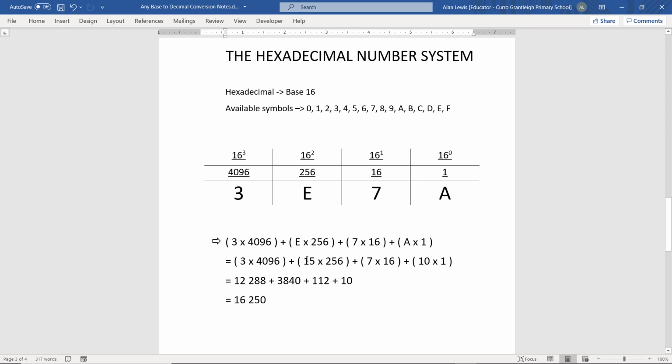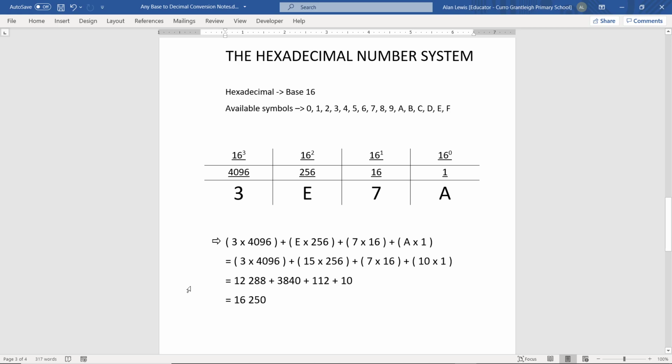So that is 14 times 256. We have got 7 16s there. So there's 7 times 16 plus 10 ones. A is 10, 10 ones. I then add that up and I get that, which we know is wrong because that should be a 14 instead. But the principle is how you do it. So that there is how you would convert a hexadecimal number into a decimal number.